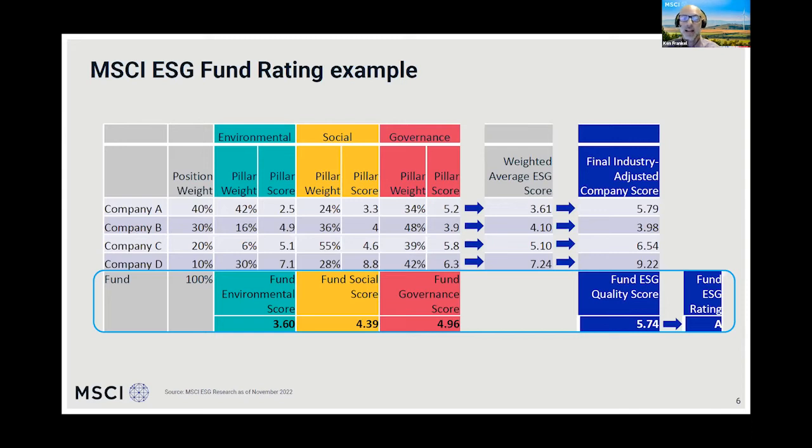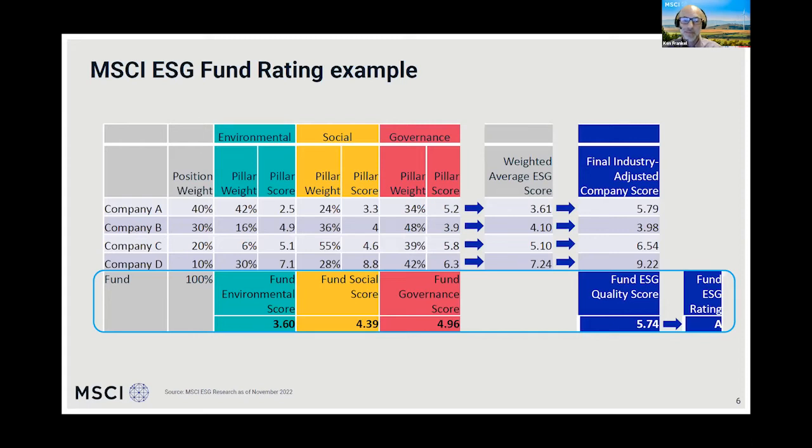That same overall logic is used for the fund social and the fund governance score, where each of the fund-level scores is essentially just a weighted average that considers the pillar weights as well as the position weights within the fund. Moving further along to the right, for each company, you'll see the weighted average ESG score and the final industry adjusted company scores. Those industry adjusted scores are used to calculate the fund ESG quality score shown at the bottom. That's the top level score for a fund and is mapped directly to the letter rating shown on the far right.